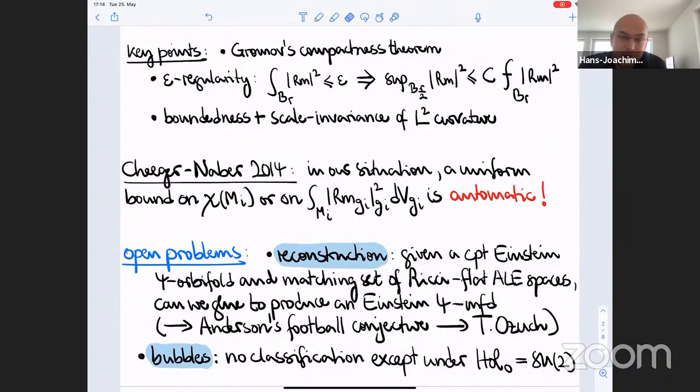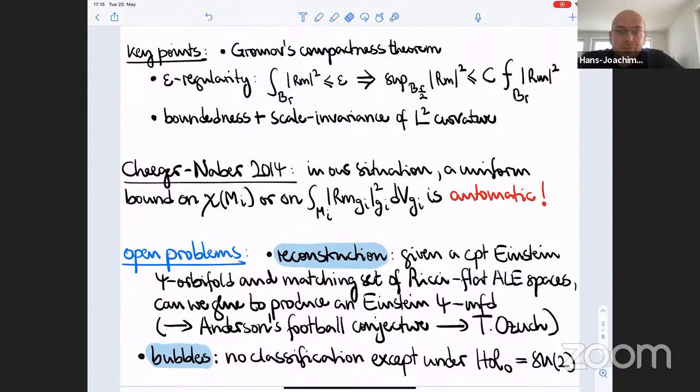The first one is what I want to call the reconstruction problem. This is about the converse question. Suppose you have all the building blocks: a compact Einstein 4-orbifold and the matching set of Ricci-flat ALE spaces, possibly with singularities. You can try and stick them together. Topologically you can, assuming that the orbifold groups match up, so you can construct a smooth 4-manifold. Question: can I actually glue the Einstein metrics and perform some kind of gluing construction that gives me an Einstein metric, or a family of Einstein metrics, on the smooth 4-manifold?